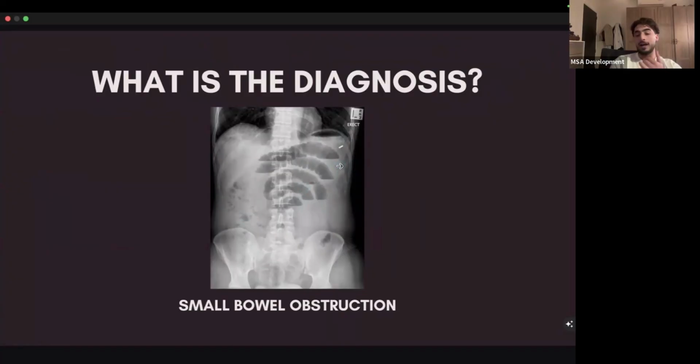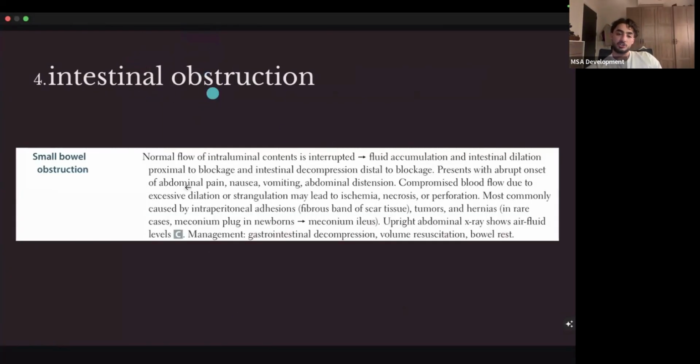Okay, so these are the main things that you want to look for: dilated bowel loops, air fluid levels, the stepladder sign, and the valvulae conniventes, to see if it's a small bowel obstruction. Okay, so again, small bowel obstruction. It's basically when the normal flow of intraluminal contents is interrupted, causing fluid accumulation and intestinal dilation.